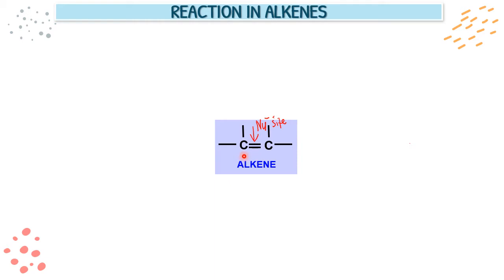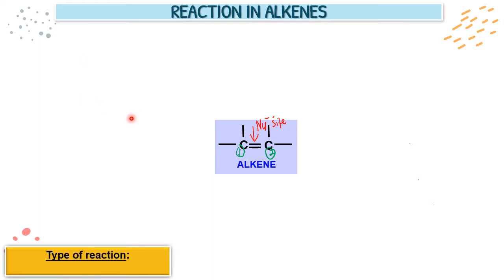So the reaction will occur here, where we're going to add another 2 atoms at the carbon-carbon double bond. So I'm going to label the atoms over here, the carbons as carbon number 1 and carbon number 2. Okay, so we're going to add our reagents at carbon number 1 and carbon number 2. So this nucleophile will attack the electrophile. So that's why the type of reaction for alkenes is electrophilic addition reaction.